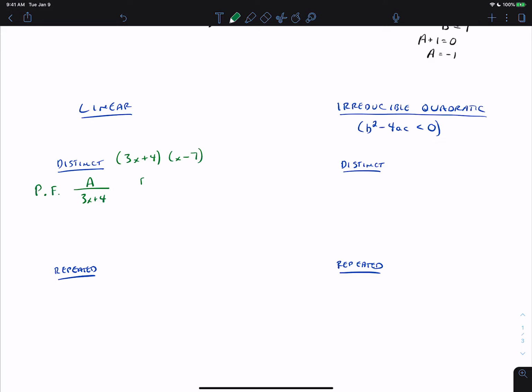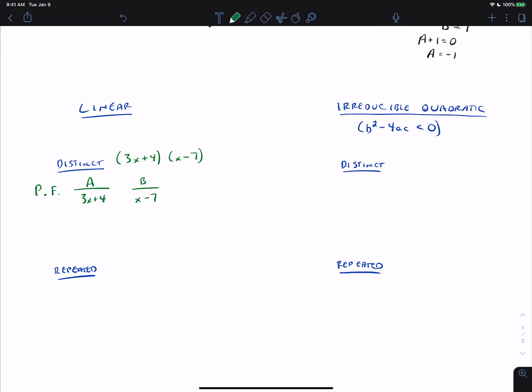The idea on these is that the degree of the numerator needs to be strictly less than the degree of the denominator. The degree of the denominator in both cases there is 1. The degree of the numerator then is 0. The degree is the highest power of x.